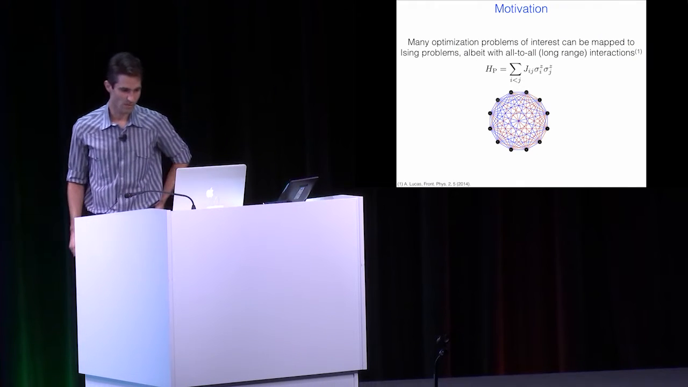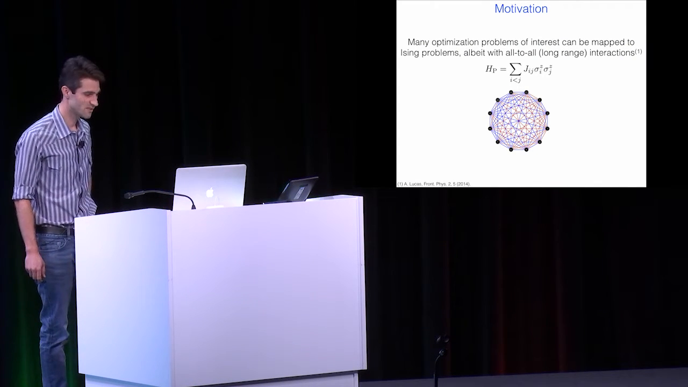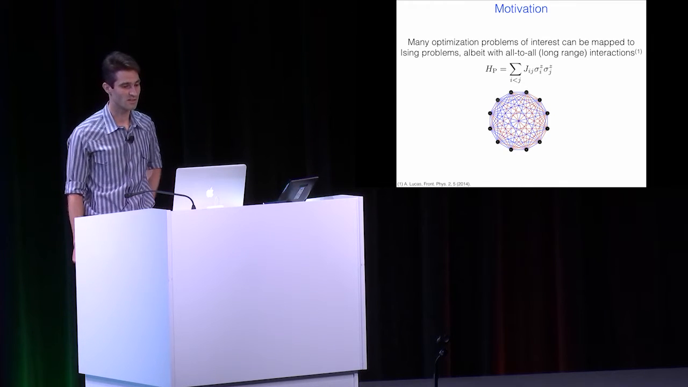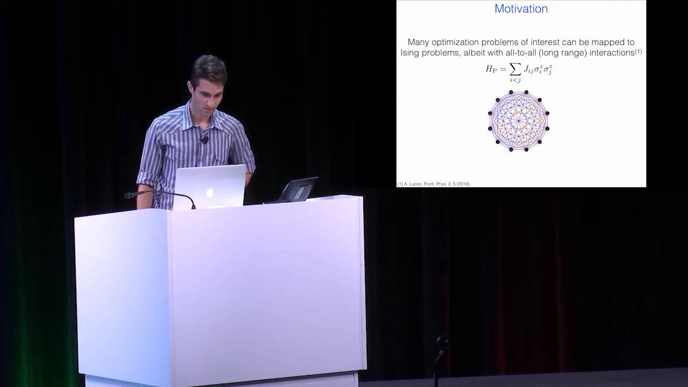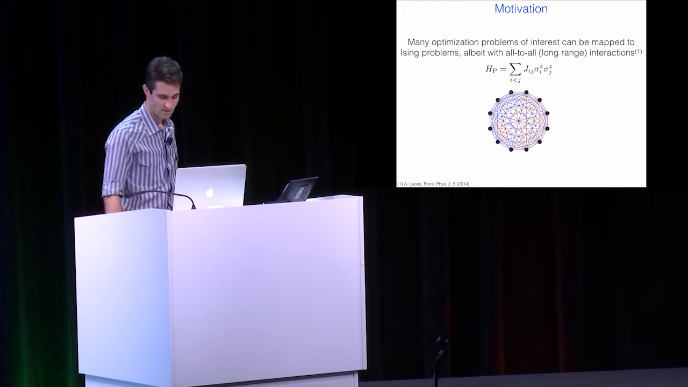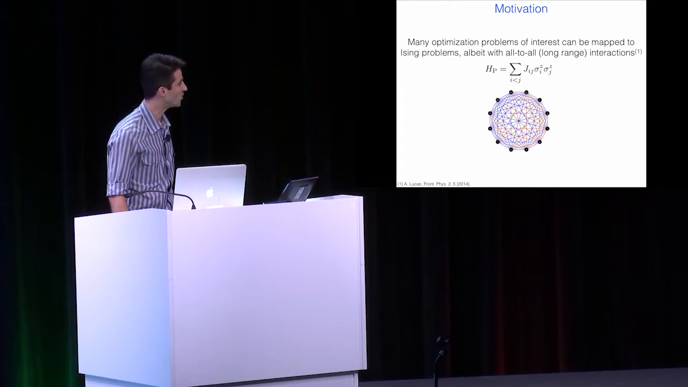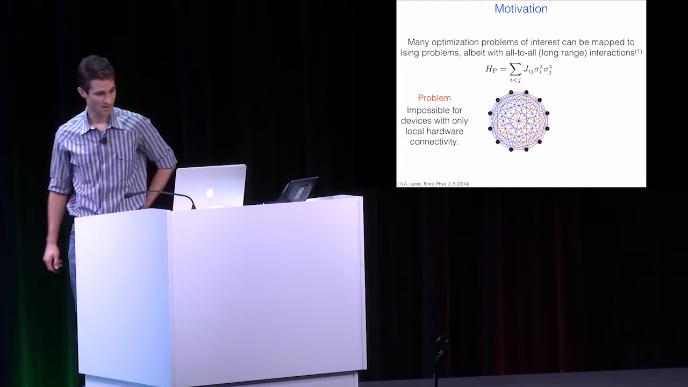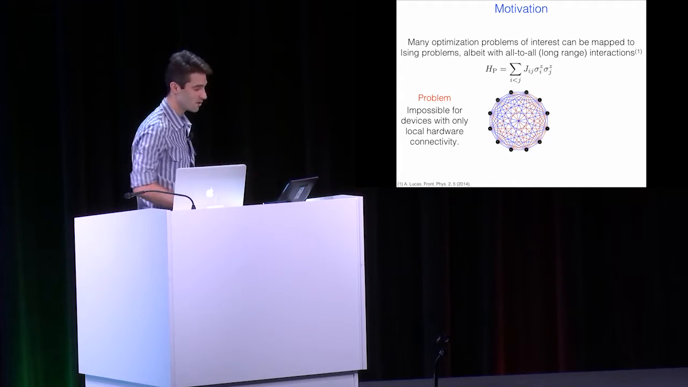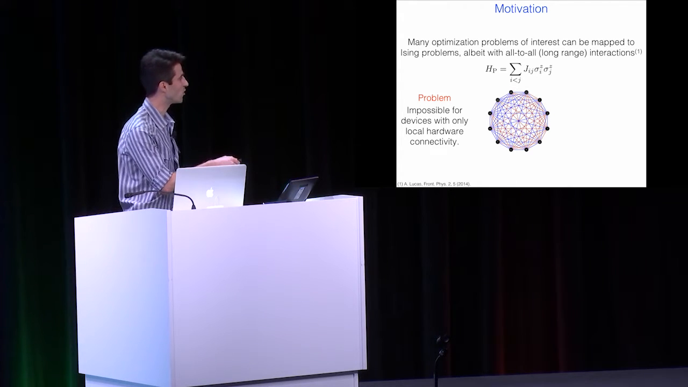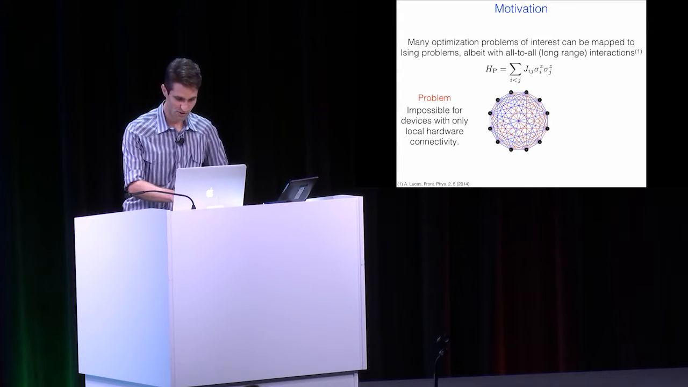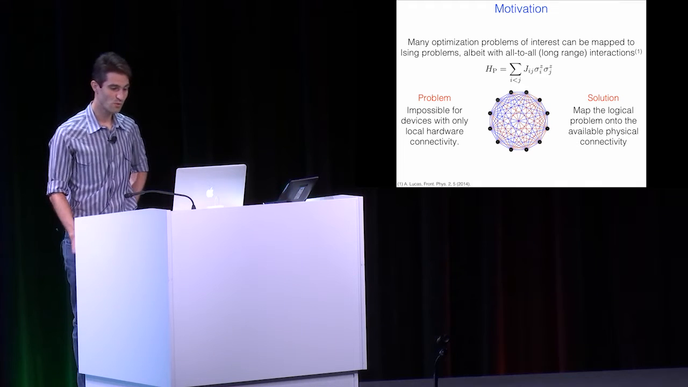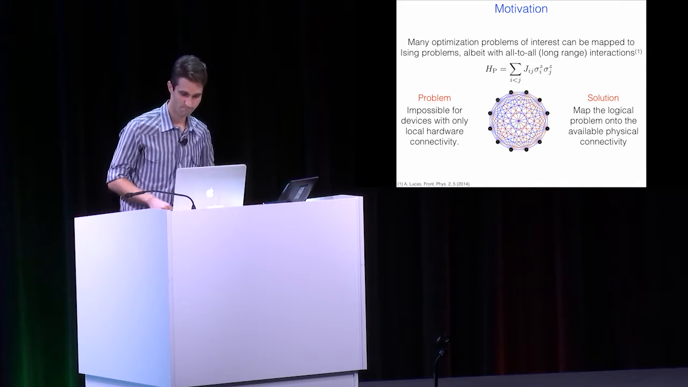As we all know, many interesting optimization problems can be mapped to Ising systems. But the price we usually have to pay is that these Ising systems involve all-to-all interactions or long-range interactions. Here I show the case of 12 logical spins, all connected to each other. The problem is that if I build a device that tries to implement this graph in hardware, it's going to be impossible because I can only really do local connections. The solution we've all known for a long time is to map the logical problem to the physical connectivity graph that I have available.